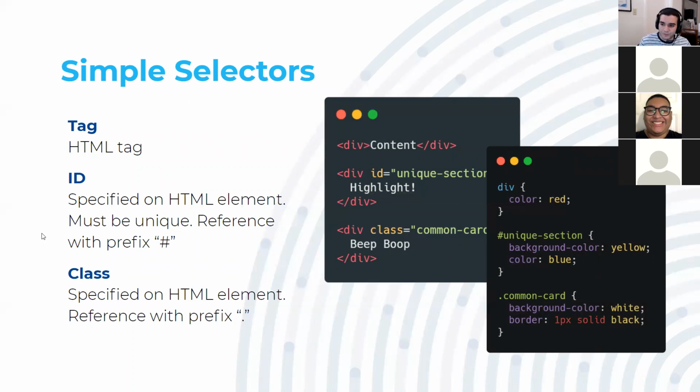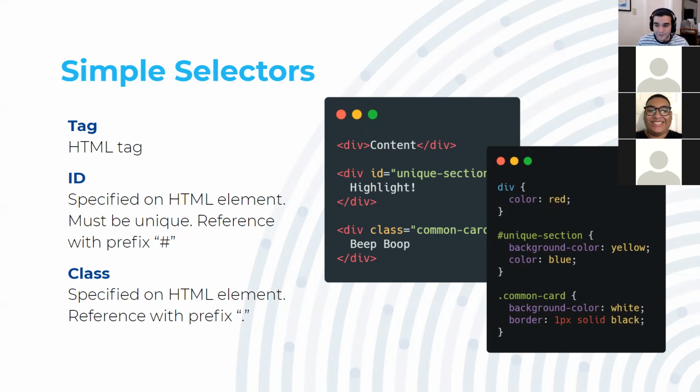Onto simple selectors. There are 3 different types of simple selectors, approximately speaking. There's one just selecting by tag. This is the simplest one. So if I say div, this is going to select all the div elements. I can say body, h1, anything that's a tag, I could select this way.